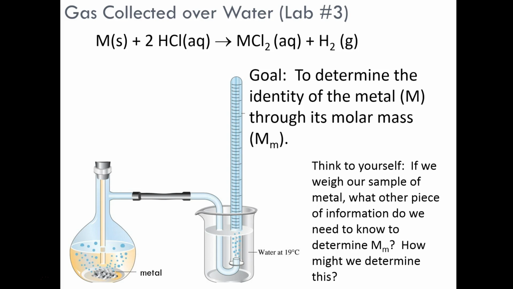Okay, so hopefully what you've done was think to yourself, okay, molar mass is grams per mole. I already know grams because I have weighed my sample at the beginning, so I'm going to know how many grams of metal I'm putting in here. The other piece of information that I then need to know in order to calculate the molar mass is how many moles of metal are in that sample. If I know that, then I can divide the mass, grams, by the moles and get grams per mole, or the molar mass.